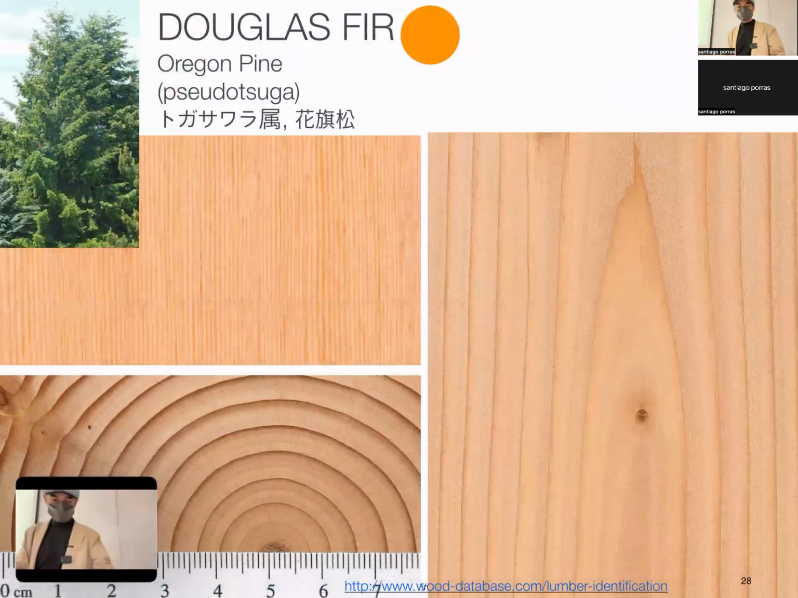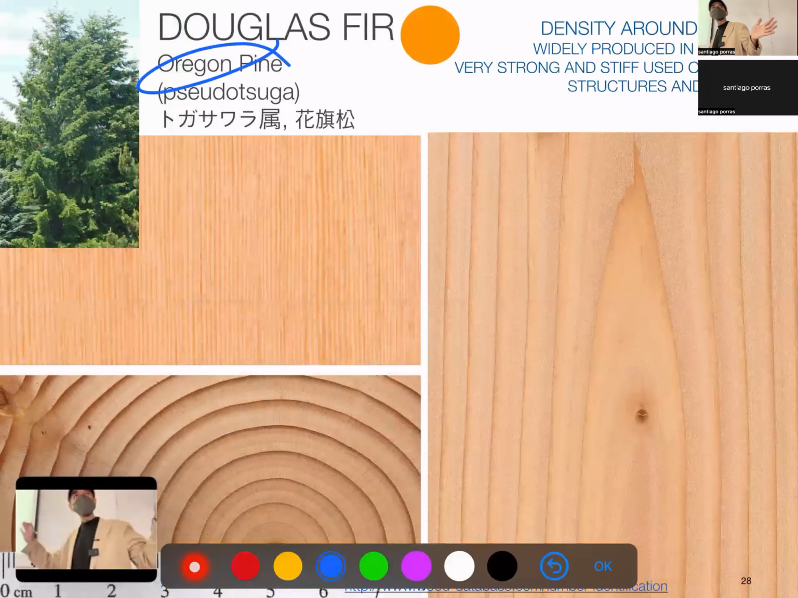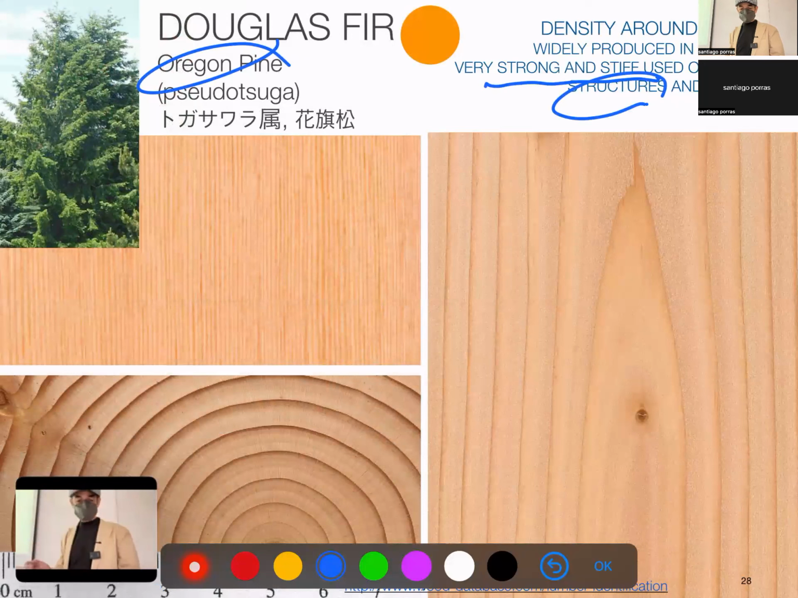Douglas fir, Oregon pine. I put it here because it's like the prototype of pine tree. And this is the one which is exported. So probably if you get American pine or American timber, it would be some of this family, right? And this is very stiff, very strong, quite durable, and it's used for structures, right? And you see the softness of the texture and the clarity of the ear rings, right?